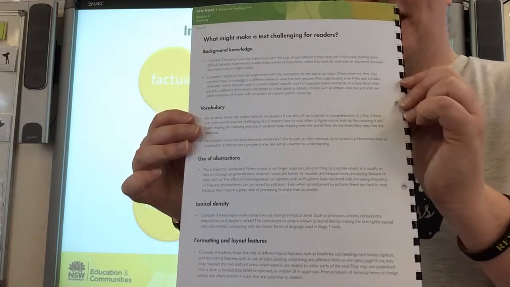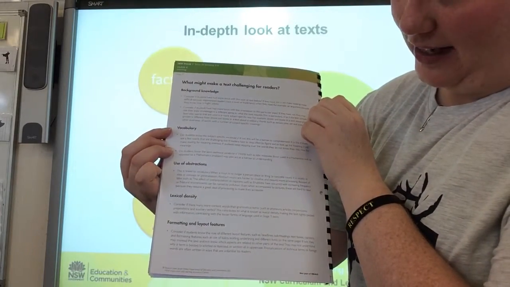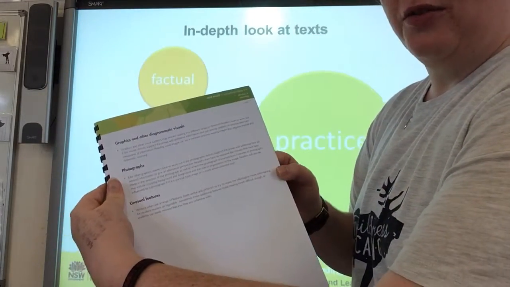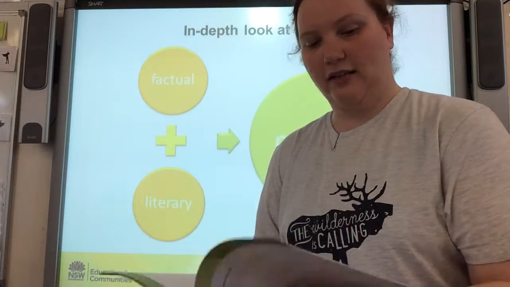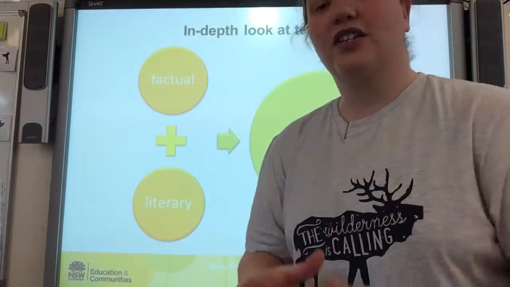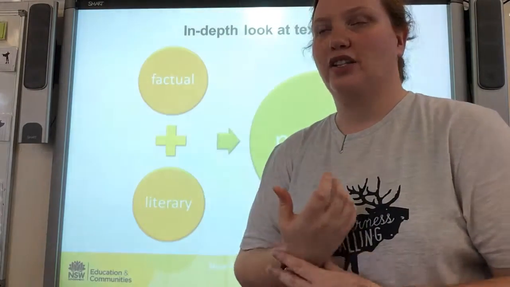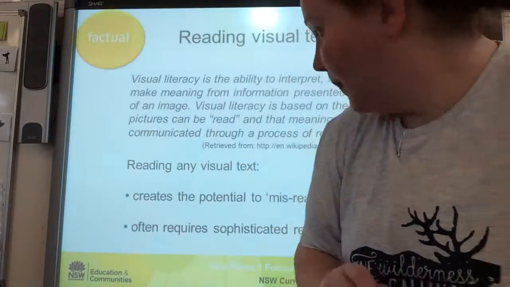Now, on page 20, what might make a text challenging for readers? So invaluable, okay? Vocabulary, abstraction, lexical density, formatting, graphics, photos, and unusual features. So they're the stuff we need to start thinking about when we're looking at text with our kids. Because if we can teach them how to access those texts, we're going to start to bring up our comprehension and our engagement. All right, moving along.